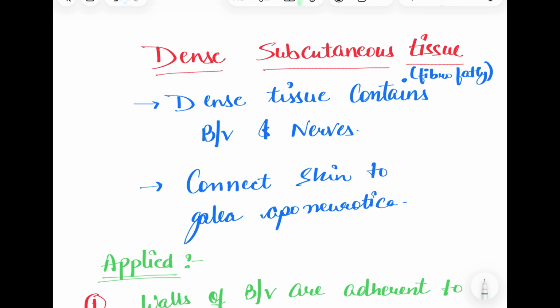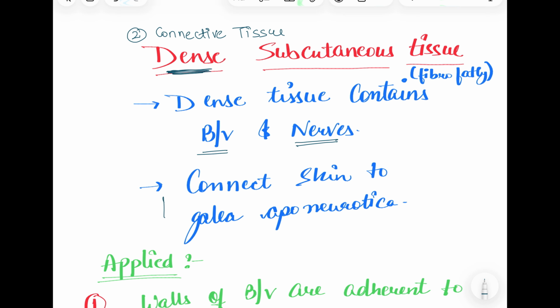Now the second layer over here is your connective tissue. So for the connective tissue, as we know, C for connective tissue. For the connective tissue, which is your second layer of the scalp, what kind of connective tissue do we have? It's the dense subcutaneous tissue. It's a dense connective tissue which contains the blood vessels and the nerves, right?